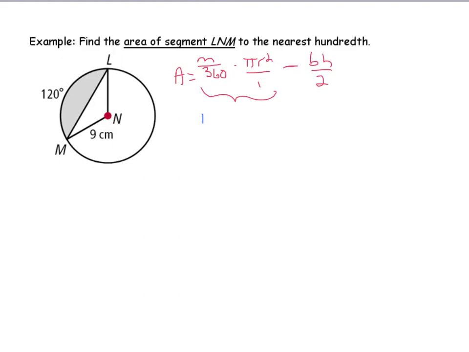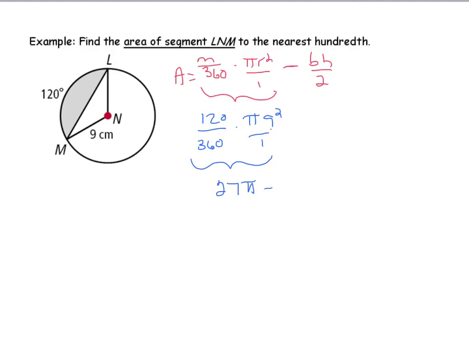I know that it's 120 over 360. I know my radius is 9, so this is pi times 9 squared over 1. All right, so right away I'm just going to figure this part out, and then I'm going to focus on the triangle. This is 81 times 120 divided by 360. This gives me 27 pi. Now let's focus on the triangle.